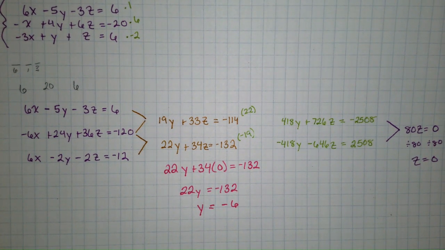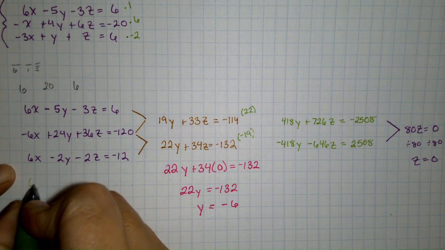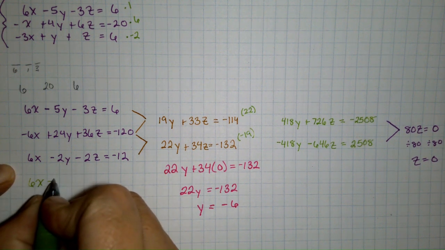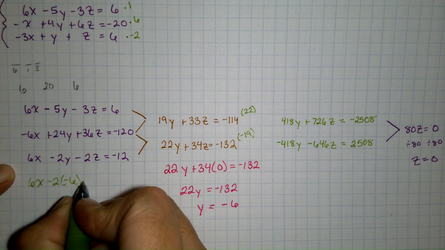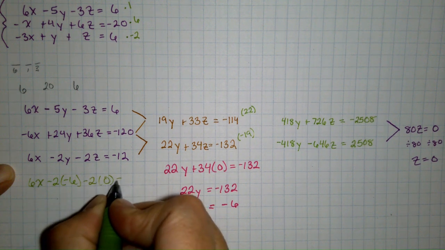Mental math wise, I'm not picking the middle equation. Unless you know what 6 times 24 is off the top of your head. I know it, but do you? So I'm going to pick the one with the smallest numbers. The bottom one. I know you guys are awesome at multiplying by 2, so it's a great way to do that. 6x minus 2y minus 2z equals negative 12.